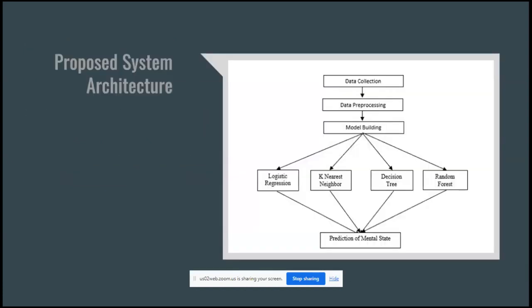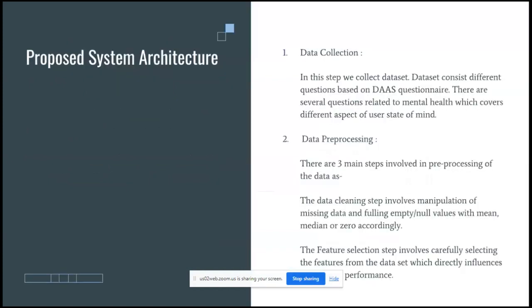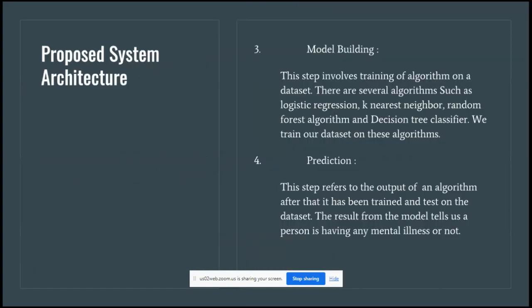So we have proposed a system in which we are first going to collect the data, then pre-process it. Our data collection is based on the DAS questionnaire. The DAS questionnaire is a standard which is used by doctors to evaluate the mental health of a patient. After this, we pre-process the data.